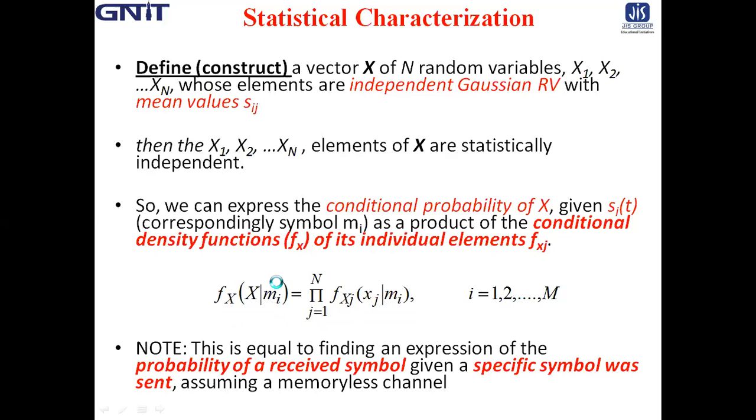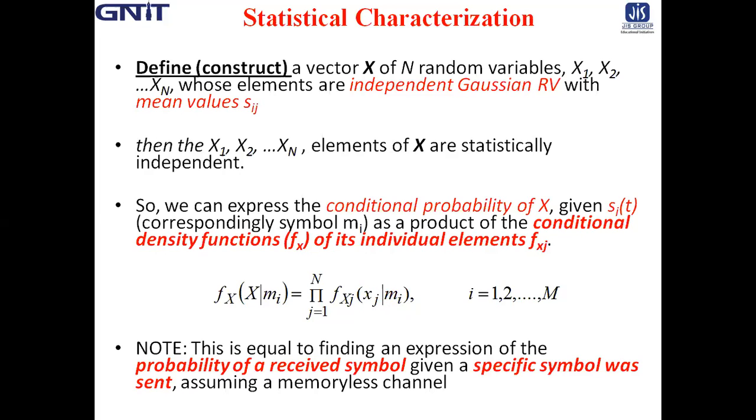of x conditional on mi, which is a product over j equal to 1 to n of f of xj, conditional on mi being transmitted, for i equal to 1 to m, where the vector x and scalar xj are sample values of the random vector x and random variable xj respectively.